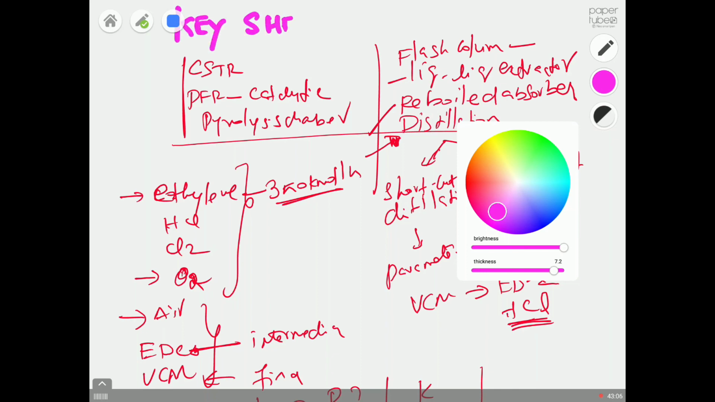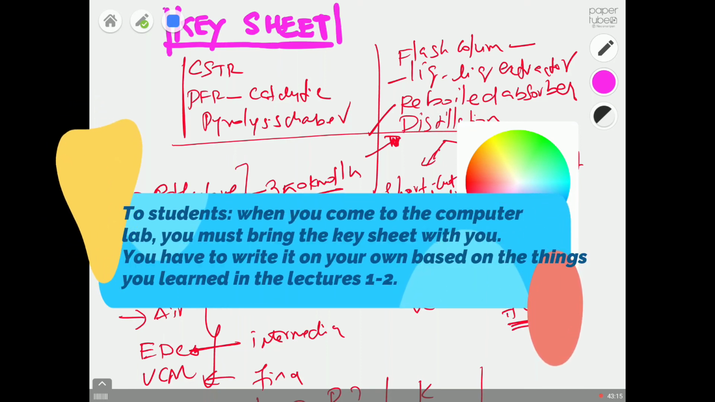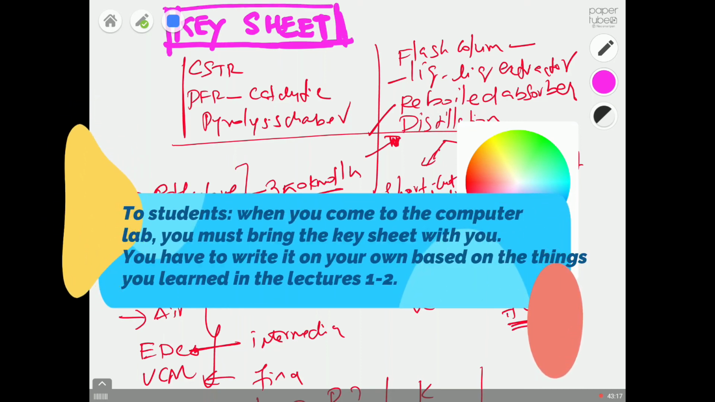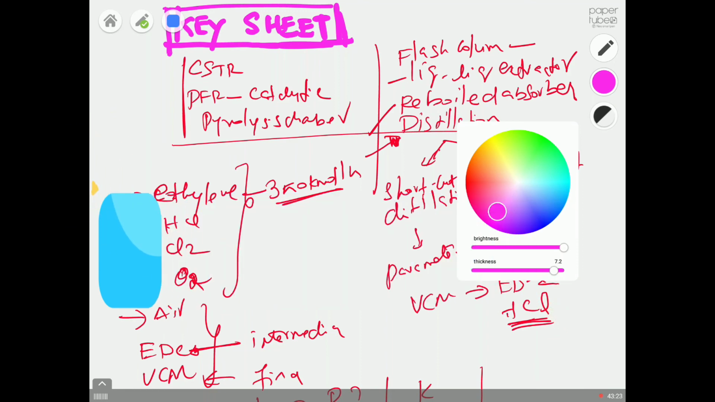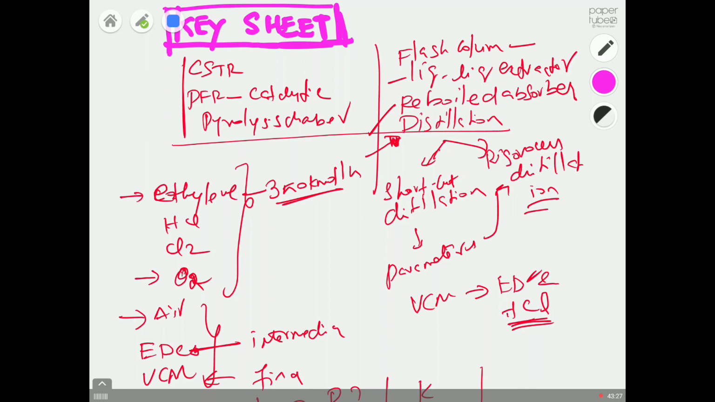So when you are going to listen to lecture 3, you should keep your key sheet in your hand, obviously with more details. Yeah, so you should know what's the temperature, pressure, the rate expression, pay attention to the units and everything. Yeah?